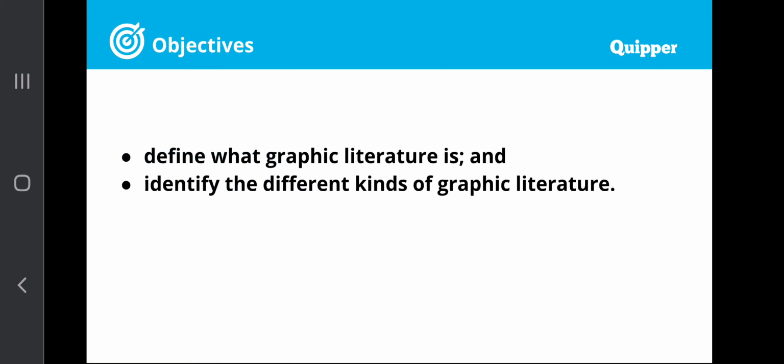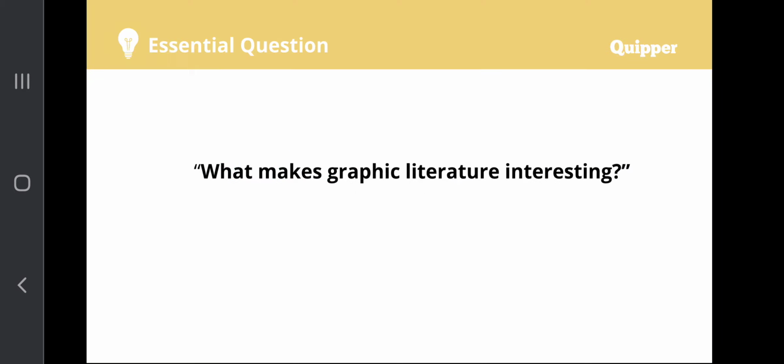All right, let's begin. In this lesson, we are going to answer the most essential question. What makes graphic literature interesting? What do you think? From the word or term itself, graphic literature, what do you think makes it interesting and sets it apart? All right, let's try to answer this question as we progress with our discussions of our lesson.